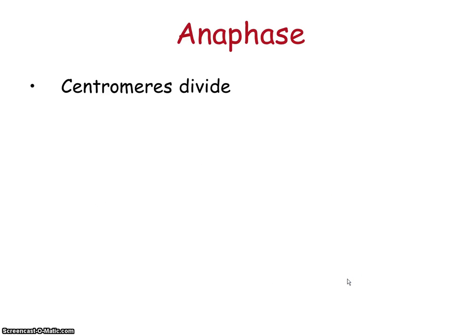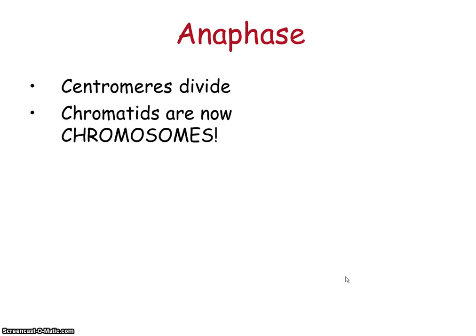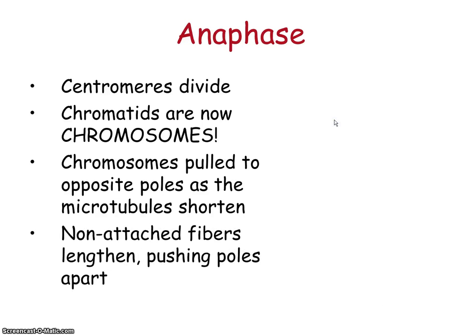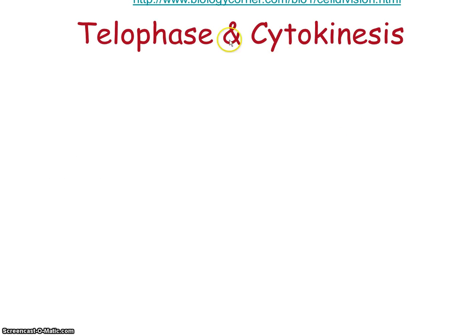The next one's anaphase. At this point, the centromeres are going to split. The chromatids are now going to be chromosomes, individual chromosomes, and they're going to get pulled towards opposite sides of the cell. So the microtubules are going to shorten, and they're going to pull the chromosomes along with them to opposite sides. There's actually some of the spindle fibers that are all the way across the cell, and they actually get longer, so they're sort of pushing the cells apart at the same time that the microtubules attached to the chromosomes are shortening. Bottom line, it pulls them apart.